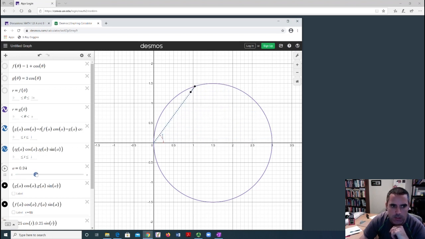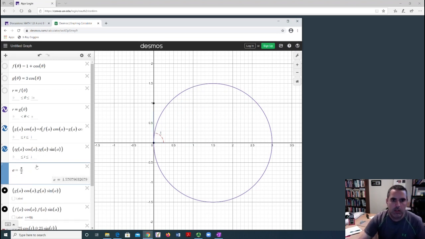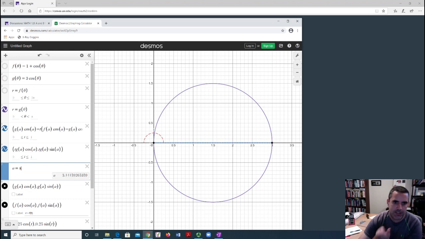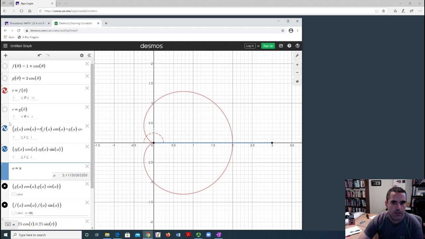But notice when you get to pi over 2, you're facing straight up and you're 0. Then when you get to pi, you're facing to the left, but you get negative 3. And you've only gone halfway around through your theta values, but you've already done the full loop of that circle. Okay, so that's kind of unusual. And then when you go to the other curve, it's a different story.